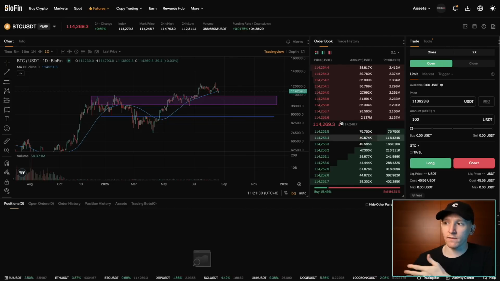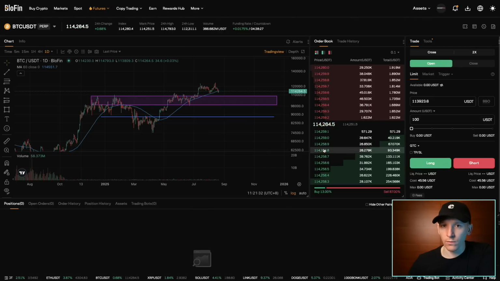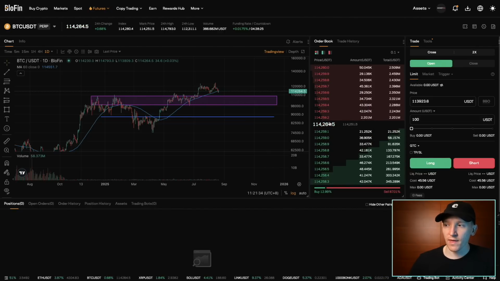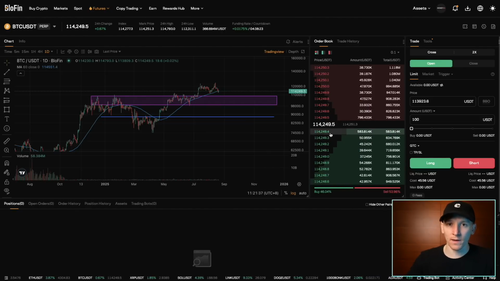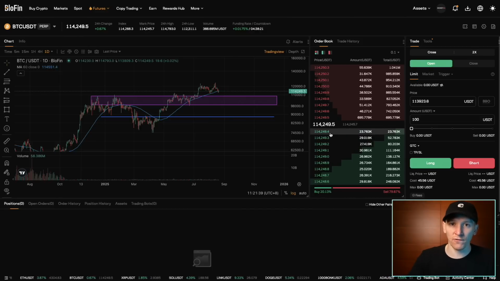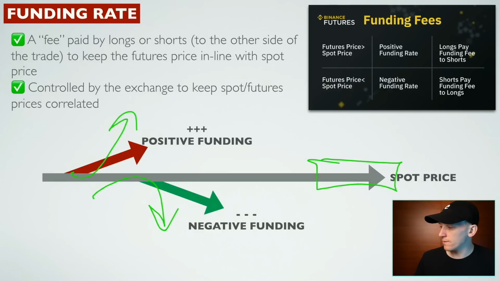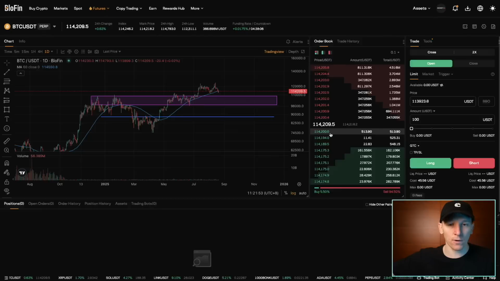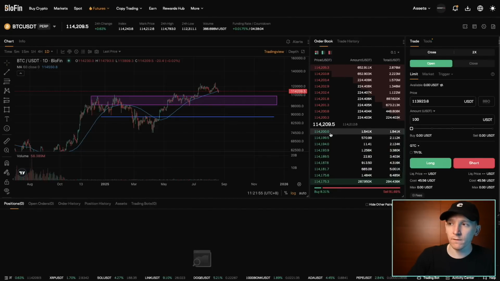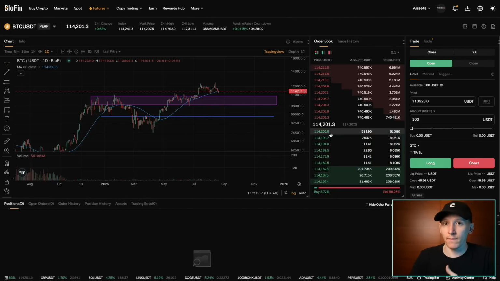The other side of that is that if this price is too low in relation to the underlying, then too many sellers are coming in. Those sellers will have to pay a fee for doing that, and buyers will get incentivized and receive that fee. If the funding is positive, buyers pay. If the funding is negative, sellers pay. But ultimately, they just want to keep it in this range, exactly the same as the spot price. Sometimes you may pay this, sometimes you may receive it.